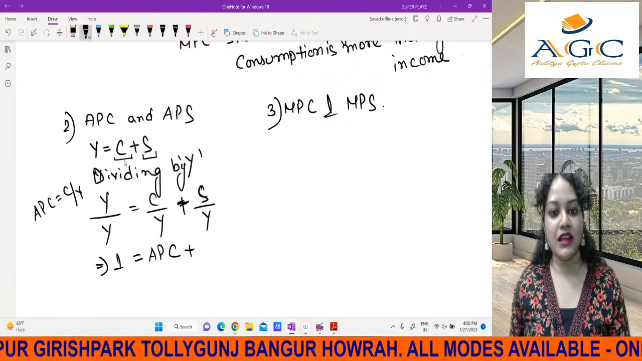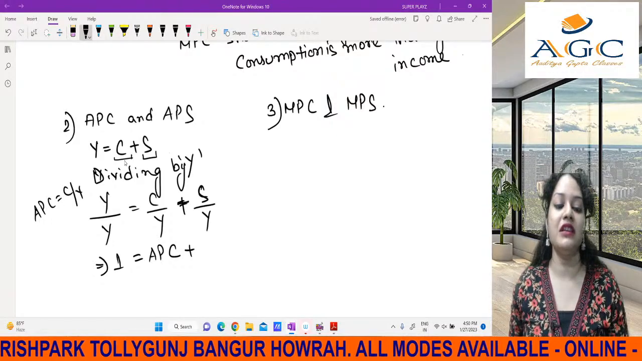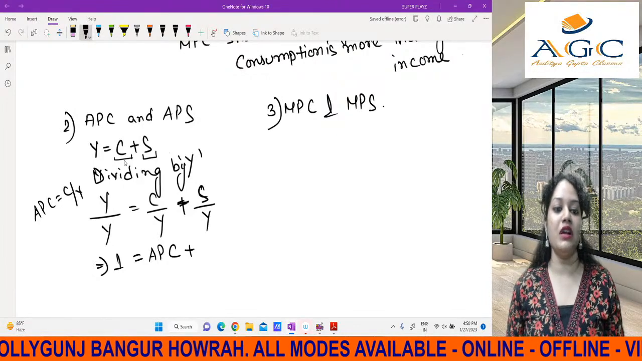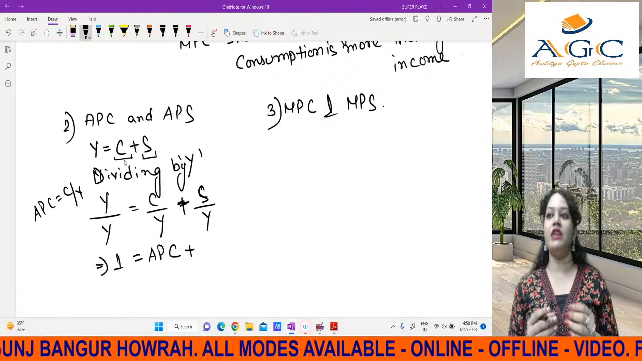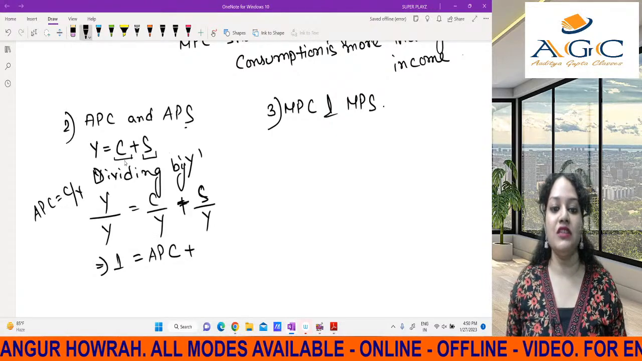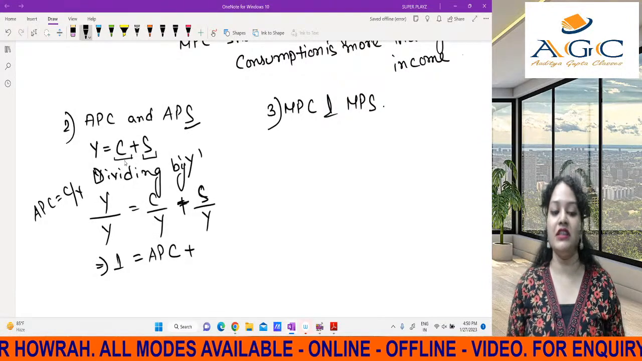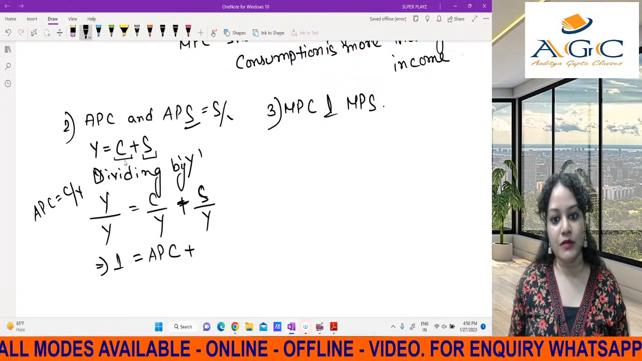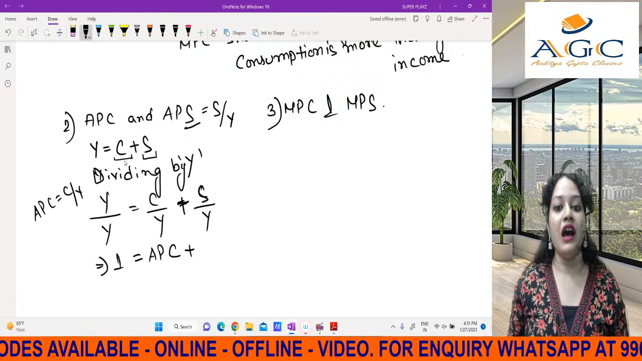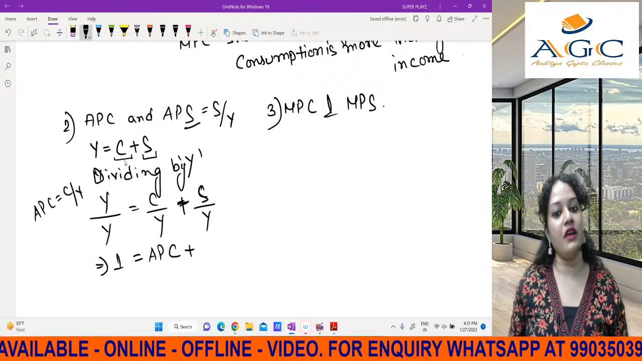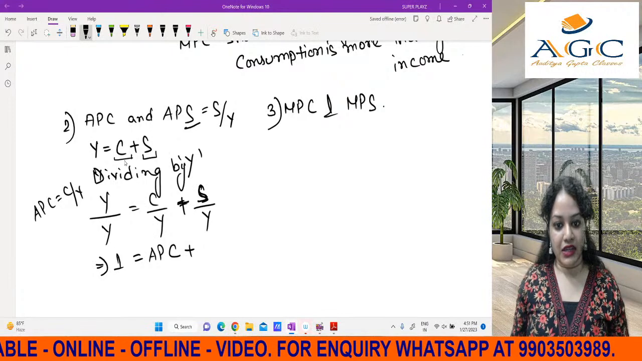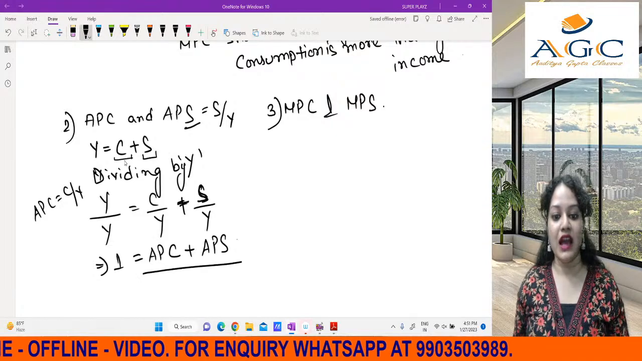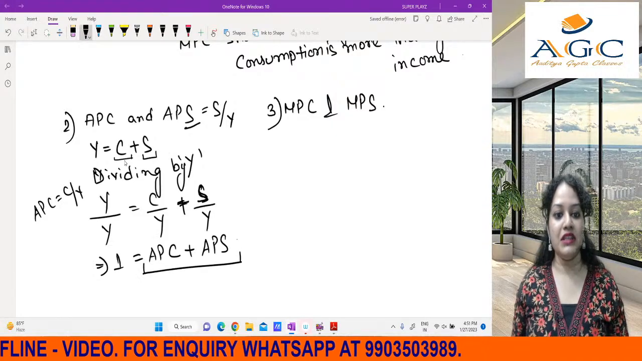And I didn't explain in the last session the meaning of APS. The full form of APS is average propensity to save. APC is basically finding the average of our consumption based on our income. Now, what is the formula of APS? APS is S by Y, as in depending on our income, how much we are saving. So we can write S by Y as APS. So this is basically our relation between APC and APS.